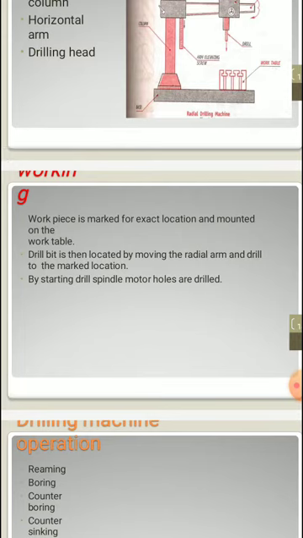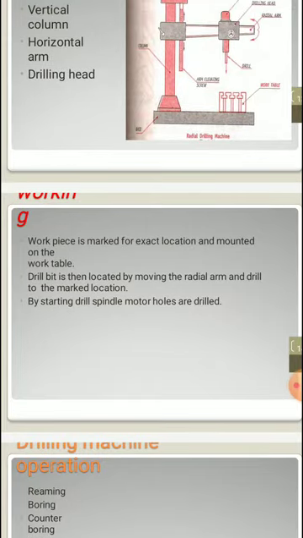The work piece is marked for the exact location and mounted on the work table. So for producing even a few holes, the accurate location is marked on the workpiece, and then it is mounted on the work table. These are heavy work pieces, which we have to keep in mind. Then the drill bit is located by moving the radial arm and the drill to the marked location.